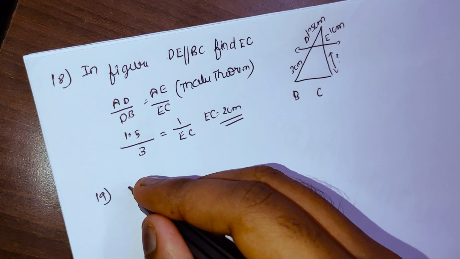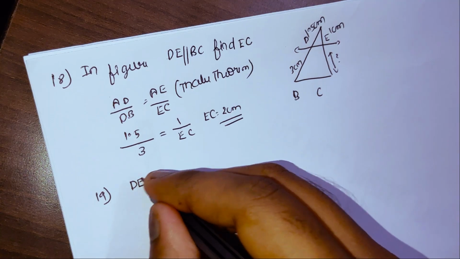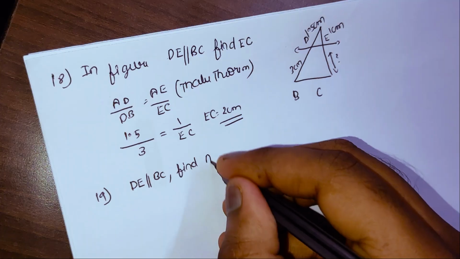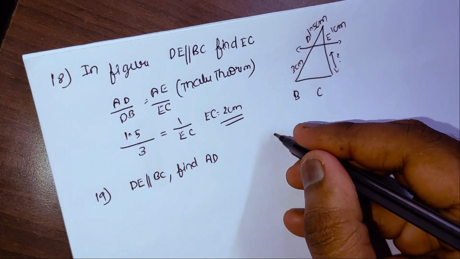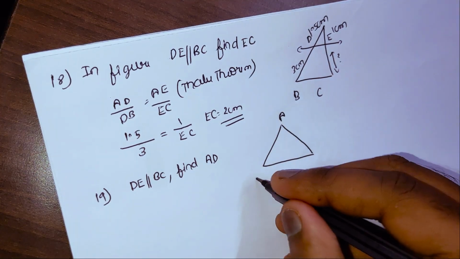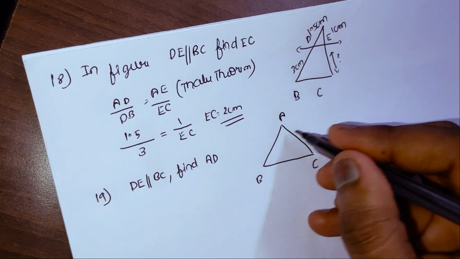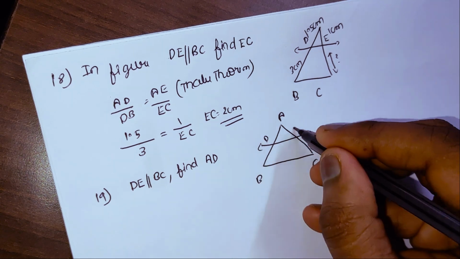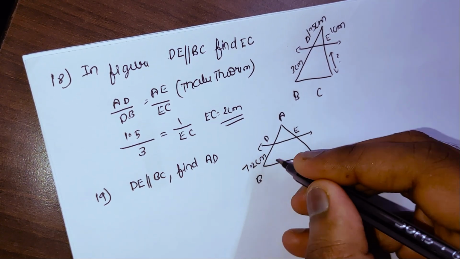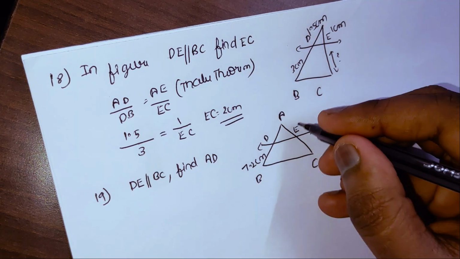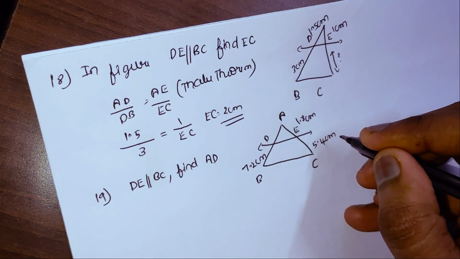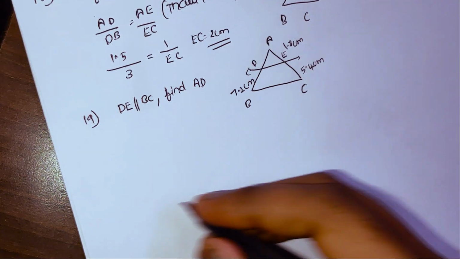Nineteenth question. One figure is given and DE is parallel to BC. Find AD. Similar kind of question. This is 7.2 centimeter. This is 1.8 centimeter. This is 5.4 centimeter. 20th question.